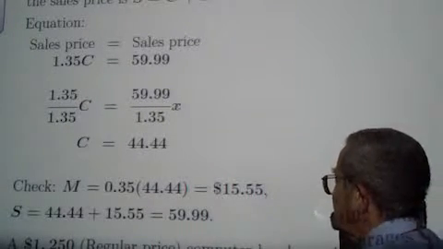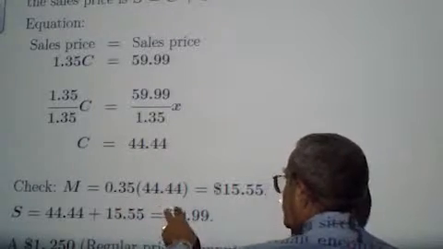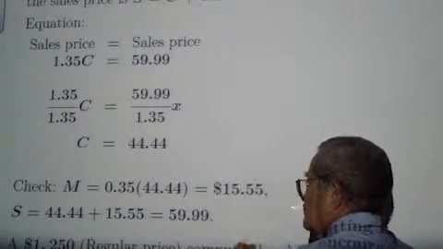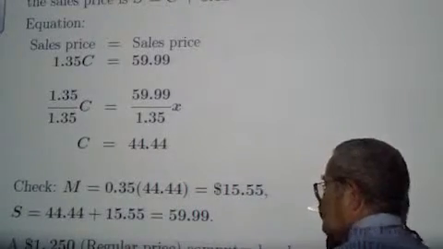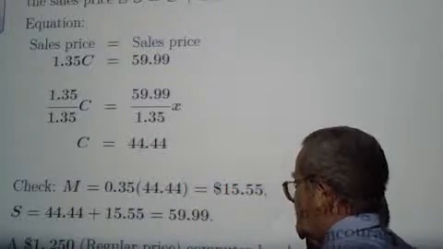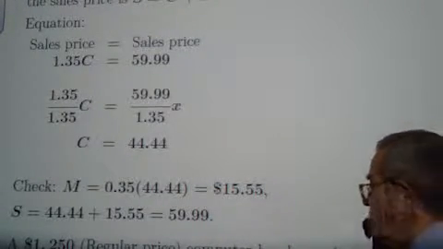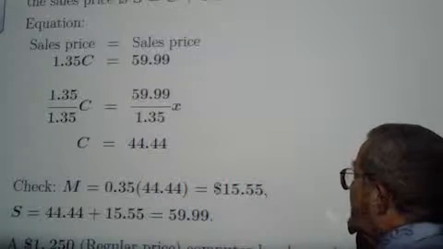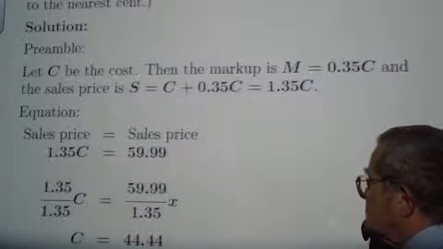And the markup is, I guess this is just a check, 35% of the cost, which is $15.55. And if you add these two, you get the sales price of $59.99. This is just a check to make sure that your previous result is correct. And then you want to look at this very quickly again.